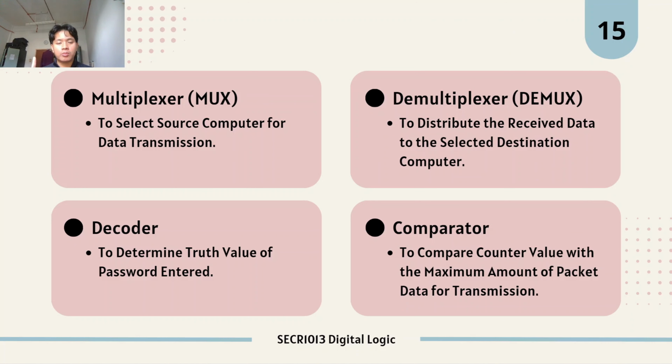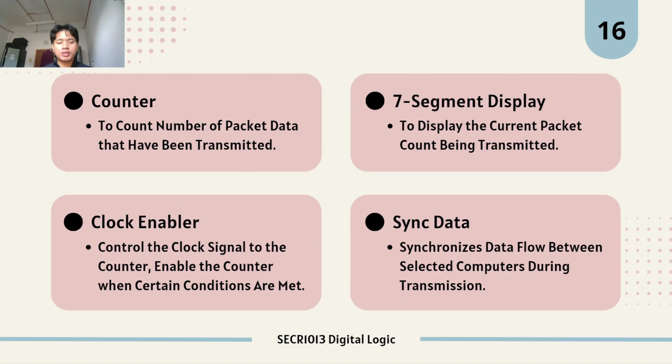Multiplexer, or as we know it, MUX, is to select source computer for data transmission. Demultiplexer, or we call it a demux, is to distribute the received data to the selected destination computer. Decoder is to determine truth value of password entered. Next, comparator. What is the function of comparator? Comparator is to compare counter value with the maximum amount of packet data for transmission. Next, counter, to count the number of packet data that have been transmitted. 7-segment display is to display the current packet count being transmitted.